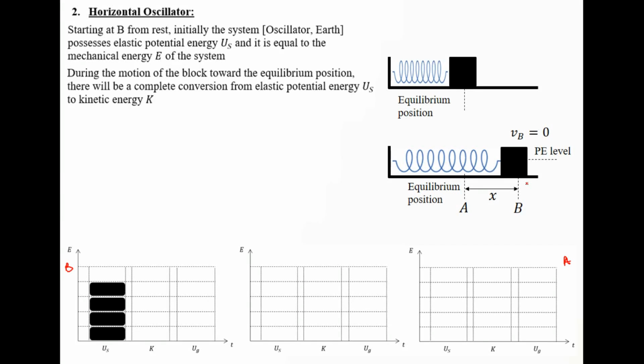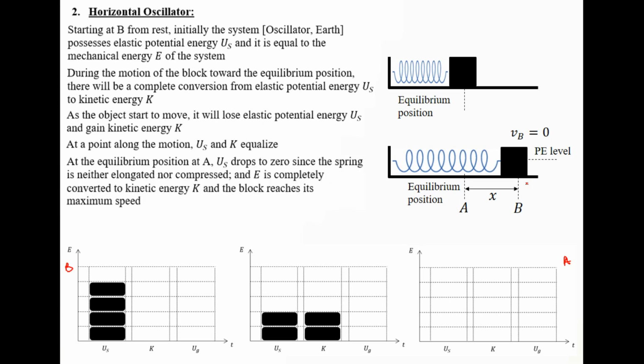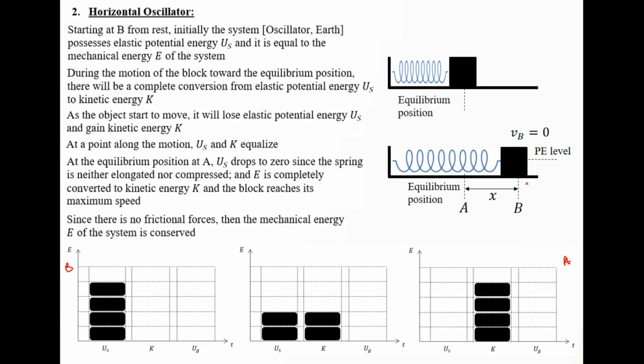During the motion of the block toward the equilibrium position, there will be a complete conversion from elastic potential energy US to kinetic energy K. As the object starts to move toward the equilibrium position, it will lose elastic potential energy and gain kinetic energy. At a point along the motion, US and K equalize, and the equalization will be discussed later. At the equilibrium position at A, US drops to 0 since the spring is neither elongated nor compressed, and E is completely converted to kinetic energy K, and the block reaches its maximum speed. Since there are no frictional forces, the mechanical energy of the system is conserved.